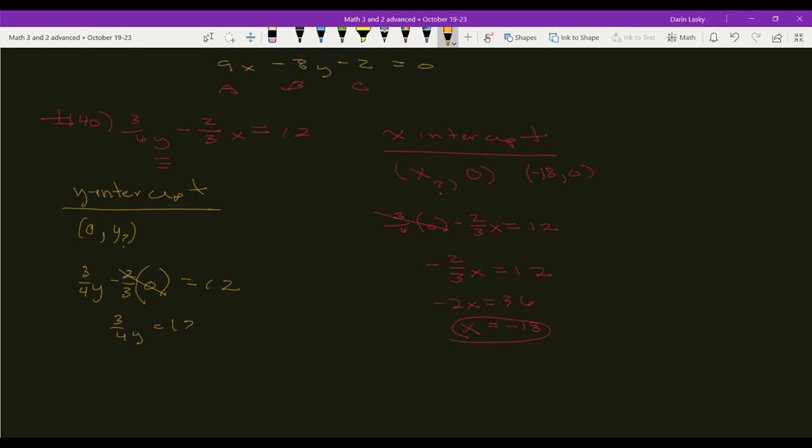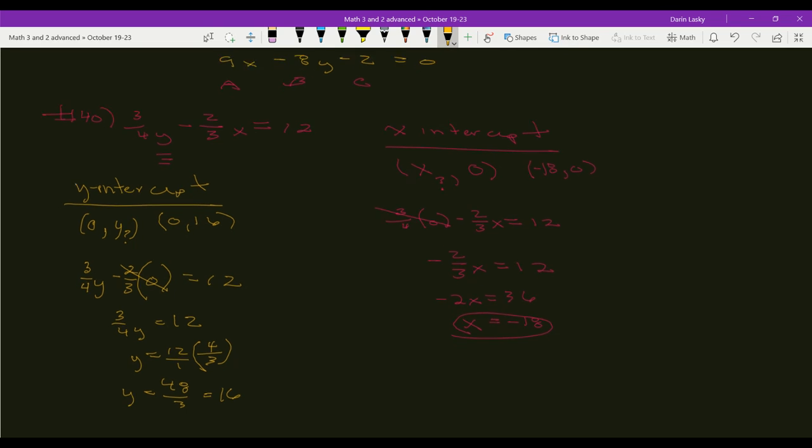y equals 12. And then if we multiply, here's another way to look at it. You can multiply by the reciprocal. So y equals 12 over 1. I change that into a fraction times the reciprocal of 3/4, which is 4 over 3. Well, that's going to become y equals 48 over 3, which is y equals 16. So if I come back up here, my point is going to be 0 and 16.